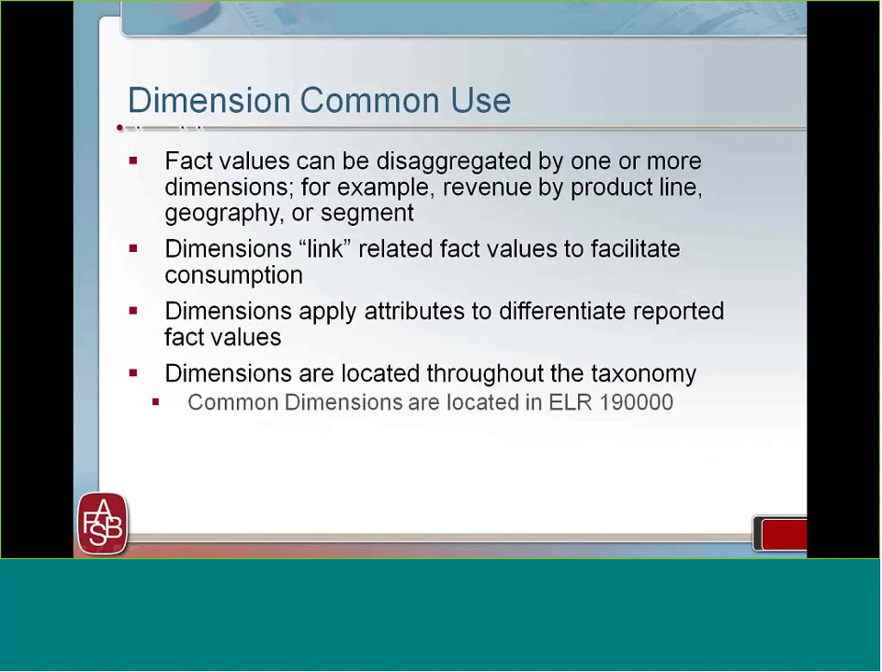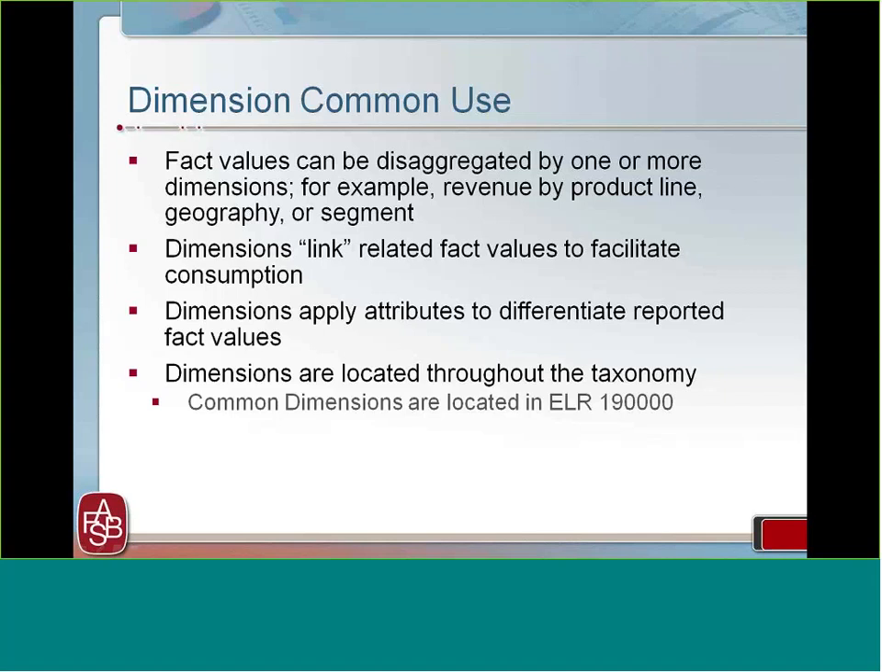Some common uses for dimensions, as I said before, are the disaggregation of one or more dimensions. So, for example, revenue by product line, geography, or segment. That's the typical use, and I would say in the US GAAP Taxonomy, the UGT, it is certainly something north of 95% of all dimensions, maybe virtually 100%. There are a handful of cases where we use dimensions specifically to link related fact values to facilitate consumption. And we can also use dimensions to apply attributes to differentiate reported fact values.